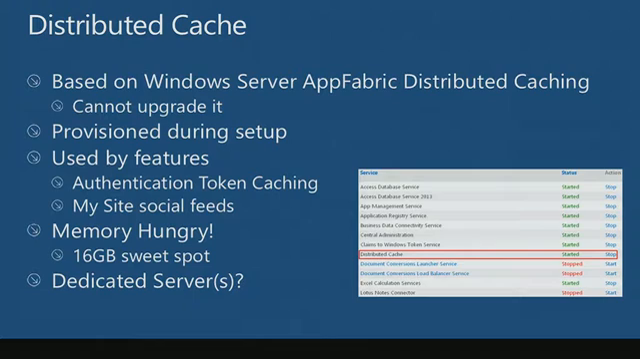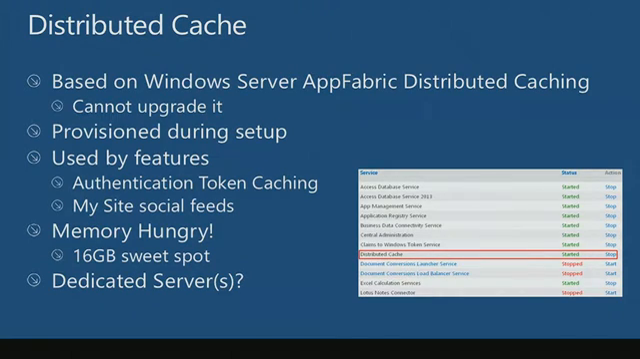So, we've got this new thing called the distributed cache. The distributed cache is based on the Windows Server AppFabric distributed caching product. It's based off the Velocity cache, so this is what used to be the Velocity cache. This has now been brought in as part of SharePoint. Although it's part of the AppFabric cache, you can't upgrade to the full-blown product. It's a slight variation build of that, and it gets provisioned during setup and installed by default on all your servers.